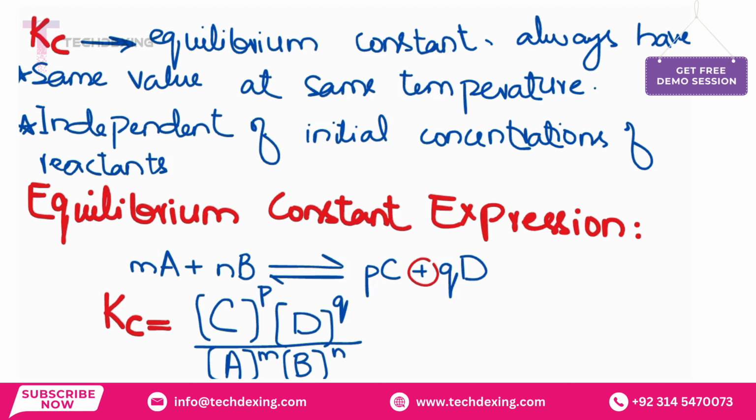In the balanced chemical equation it would be plus, but in the equilibrium constant expression the concentration terms are multiplied with each other. And any number of moles that is present in the balanced chemical equation would be made the power of the concentration terms in the equilibrium constant expression. Got it? Yes. Okay, good. So jump to the next slide.